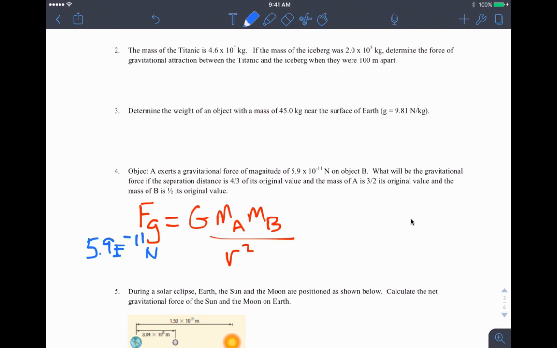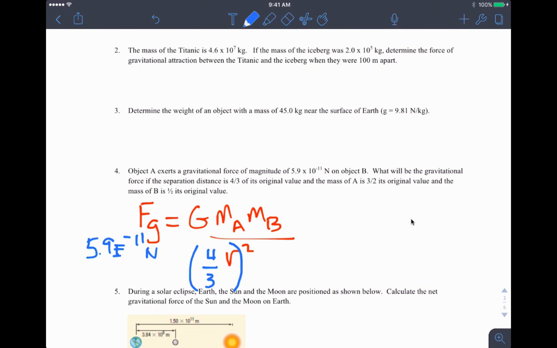So if we start with the separation distance is 4/3 its original value, what I would do is identify that the separation distance is being multiplied by 4/3. But what's really tricky, and students first learn this, is anytime you do something to the separation distance, you have to square it. So really this would be 16/9, okay? But I'll let you sort that out in terms of what's in the denominator.